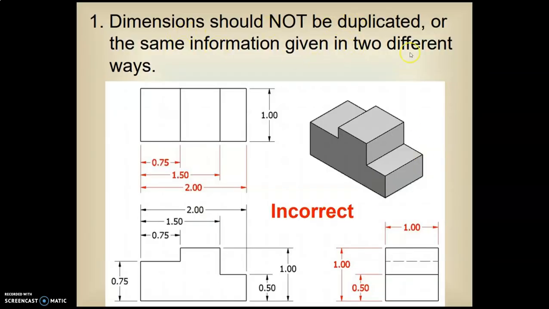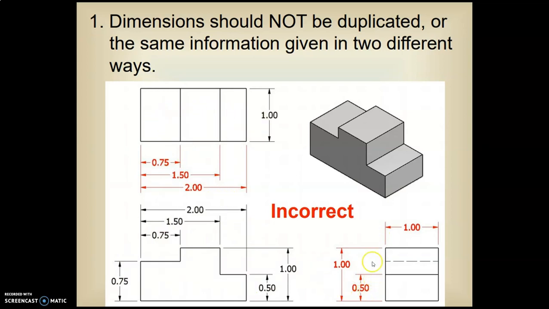Okay, dimension guidelines. Dimensions should not be duplicated or the same information given in two different ways. Okay, so here we have this is incorrect. Notice that we have a 2-inch dimension from here to here. We also have the 2-inch dimension from here to here. Okay, it's better for these three dimensions. So we have 2 inches, 1.5, and 7.5. Okay, we can put them on this view, but they are better shown over here because it shows the profile of the part. Okay, here it's hard to see what we're looking at.